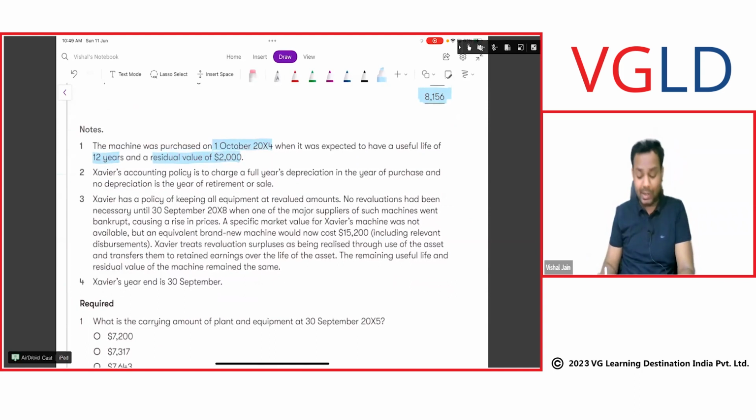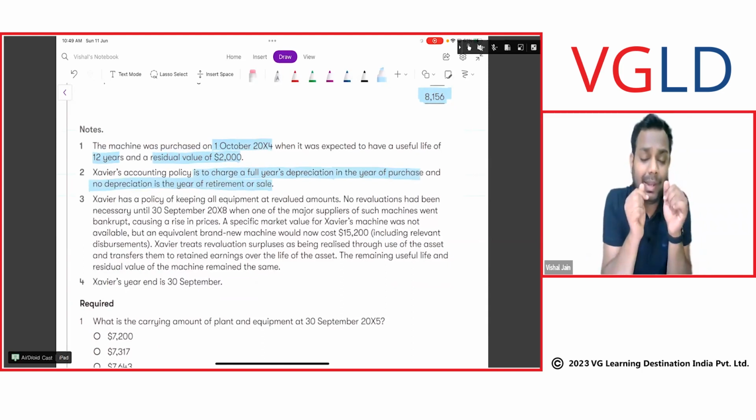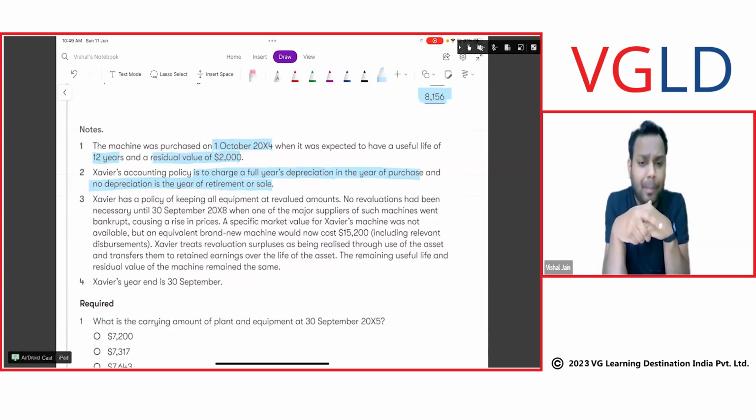The accounting policy is to charge a full year's depreciation in the year of purchase and no depreciation in the year of retirement or sale. Now, what does it mean? Let's suppose my accounting year starts from April and ends in March. If I purchase any machinery in April, then definitely I'll charge depreciation for 12 months. But if I purchase any machinery during the year, I will charge depreciation proportionately. That's what happens normally. Tell me yes or no.